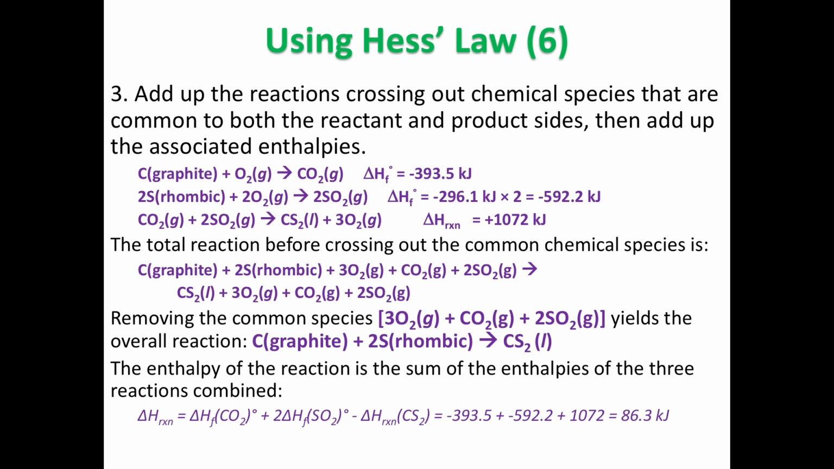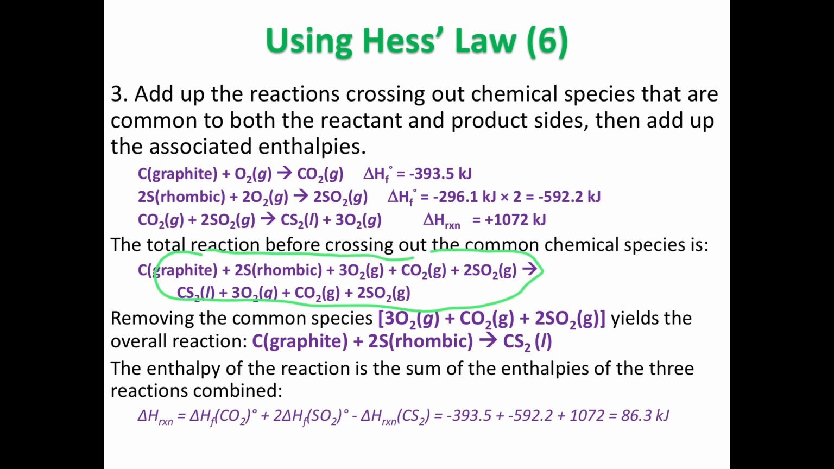To form the overall reaction, add up the reactions, crossing out the chemical species that are common to both reactant and product sides, then add up the associated enthalpies. The total reaction before crossing out the common chemical species is carbon plus 2 sulfur plus 3 oxygen molecules plus carbon dioxide plus 2 sulfur dioxide makes carbon disulfide plus 3 oxygen molecules plus carbon dioxide plus 2 sulfur dioxides. Down here is the overall reaction.